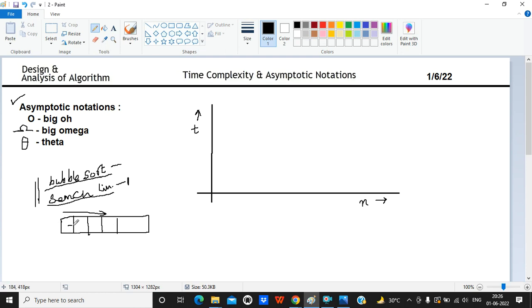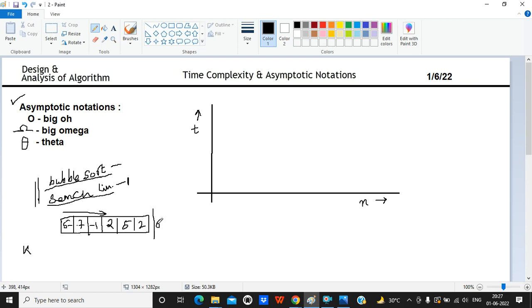Inside that array, we will have some numbers, say 5, 7, minus 1, 2. Again 5 is there, again 2 is there. Something like that. We will have some numbers like that, and we are going to search some number, say k, in the array. Now see what is the size of input here. You have 1, 2, 3, 4, 5, 6.